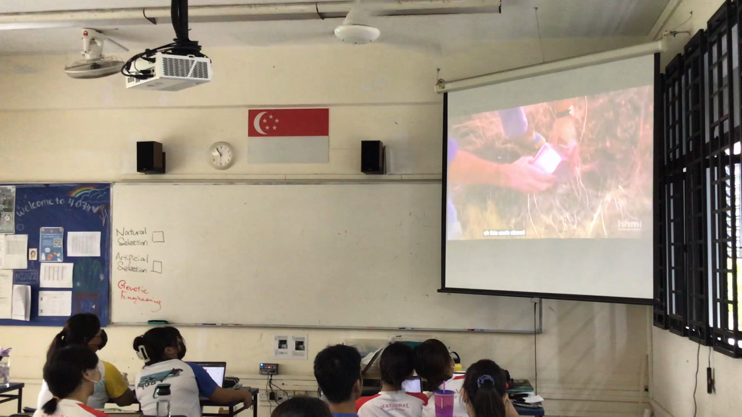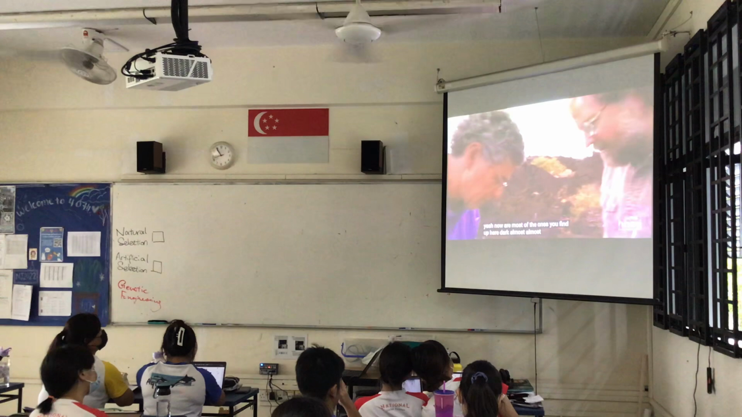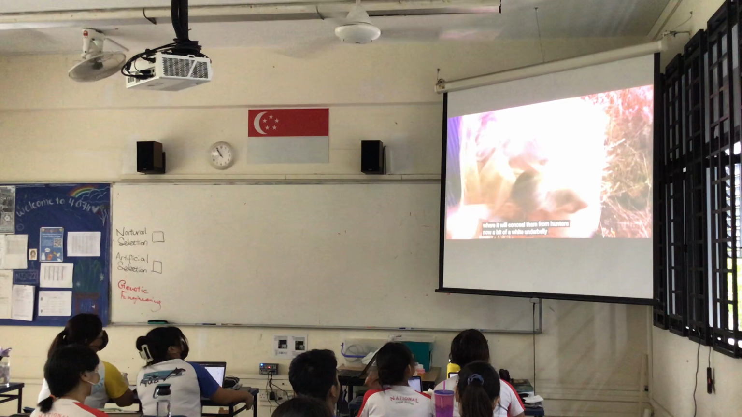This one's closed. Nachman has been collecting mice unharmed in traps. And it's a dark one. It is. Now, are most of the ones you find up here dark? Almost all. Not only have the mice here evolved to be as dark as the rock, the color change has occurred precisely where it will conceal them from hunters. Now, a bit of a white underbelly, too. That's right.